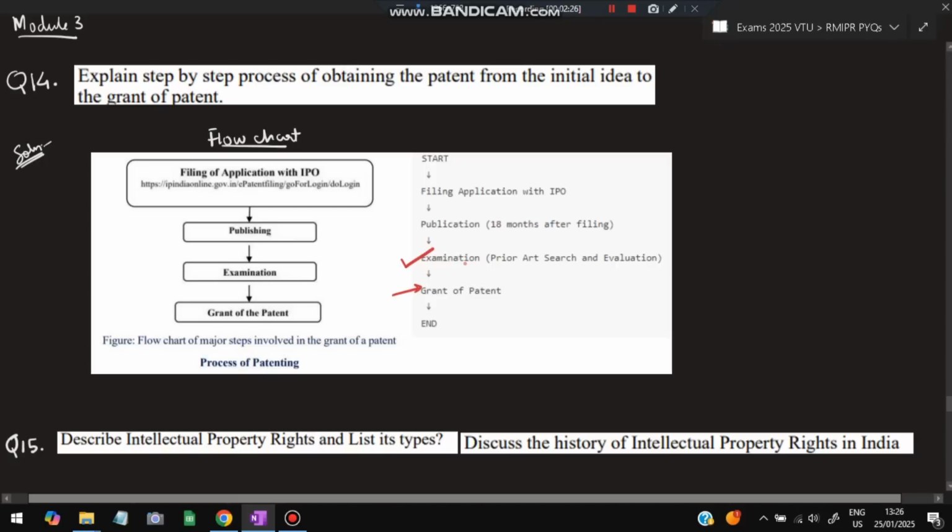What do you mean by grant of the patent? If the invention is found patentable and no objections are there, IPO grants the patent, which means the validity of the patent. In that, the patent is valid for 20 years from the filing date. And it allows the inventor to prevent others from making, using, or selling the invention without his permission. That is the benefit of the patent. These are the points you have to mention for this answer.